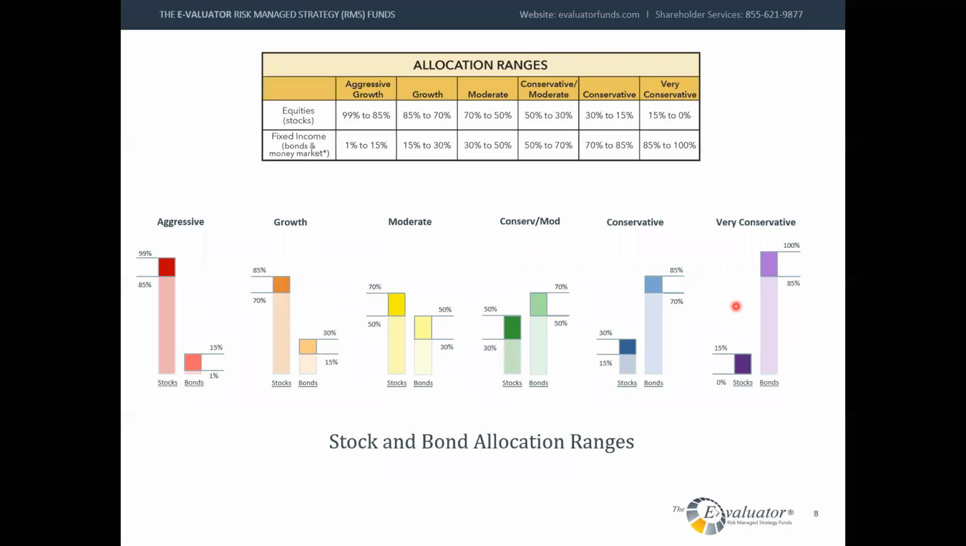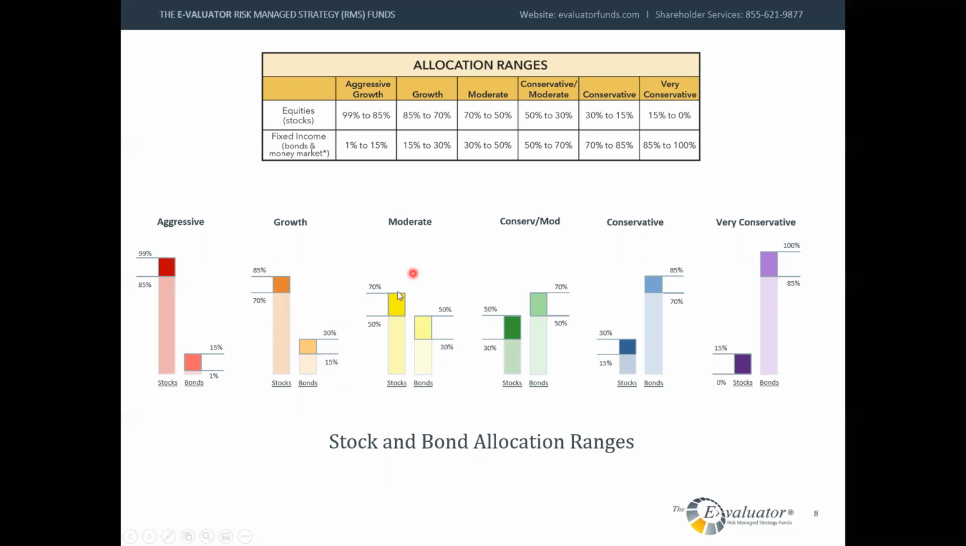We have 6 strategies. Each strategy has a minimum and a maximum equity allocation. So an aggressive strategy, meaning heavier in stocks, would have a minimum of 85% in stocks, not to exceed 99% in stocks. A more growth-oriented allocation strategy would be 70% in stocks with a minimum, with a maximum of 85. If this strategy has a range of 70 to 85% in stocks, then it has a range of 15 to 30% in bonds.